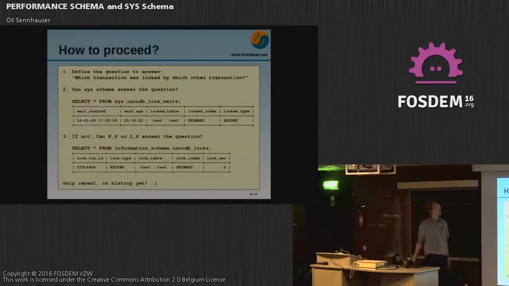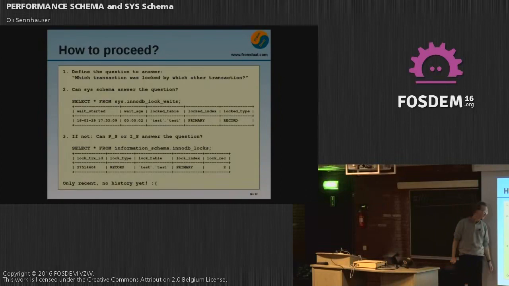So maybe a general advice on how to proceed. First, define the question you want to answer with the performance schema. For example here, which transaction was locked by which other transaction? That was our problem 2 weeks ago. Then check the sys schema first. Is the sys schema answering this question? In this case it did.